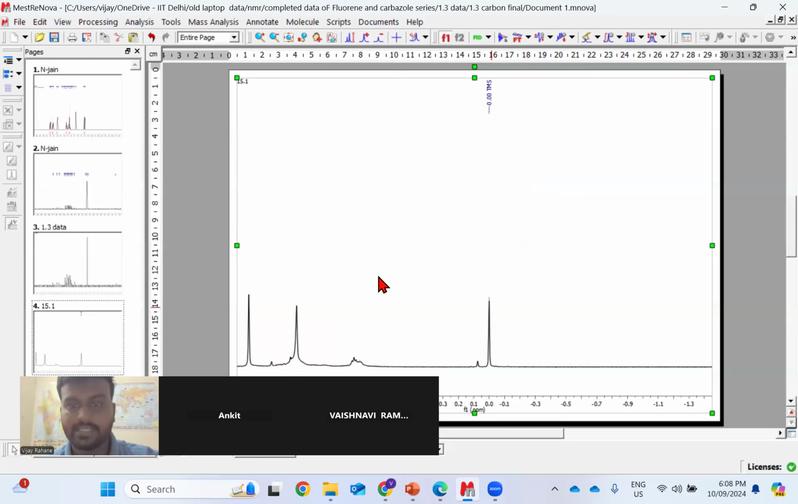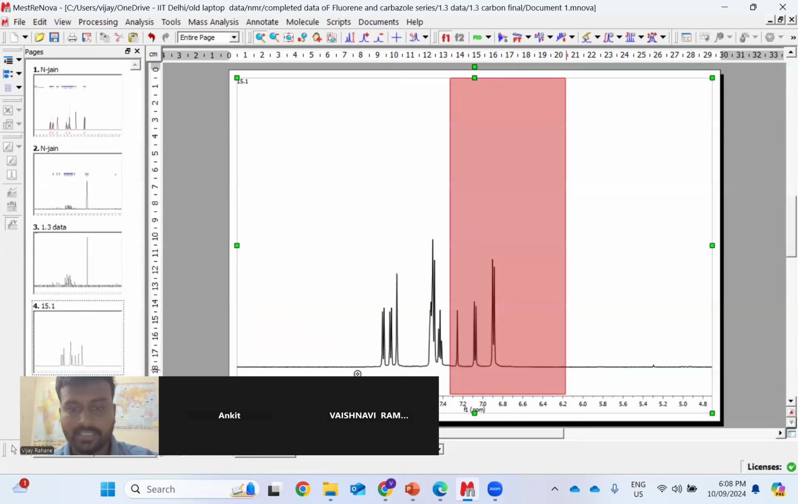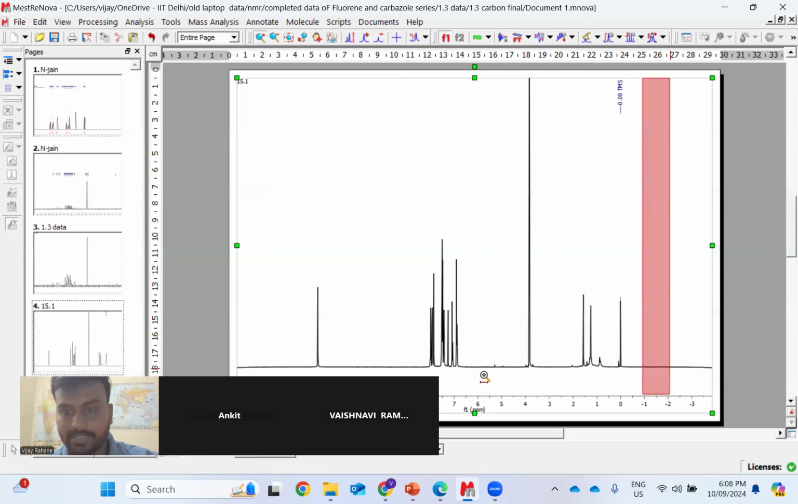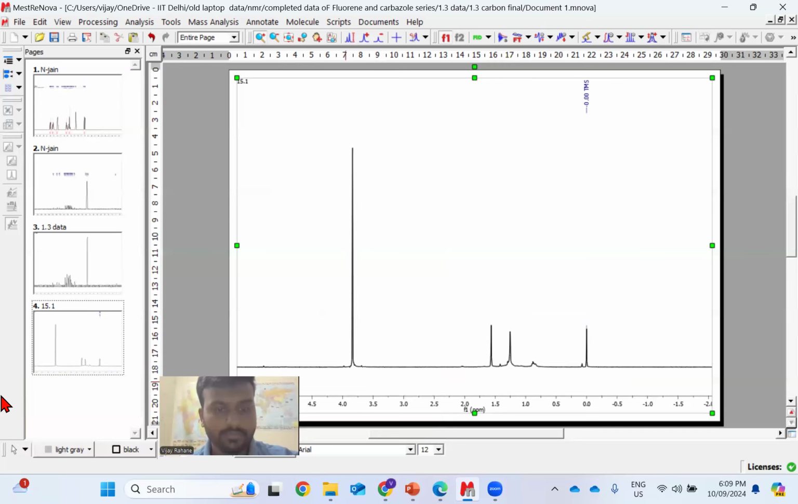So this is how we generally calibrate our NMR spectra, and we have referred the peak at zero as TMS, and this is the remaining spectrum of the compound here. If you look at the aromatic region, there are a number of peaks you can see here. Also, there are some peaks in the aliphatic region as well. This sharp singlet at nearly 3.2 is generally because of a methyl group, a methoxy group in the compound.